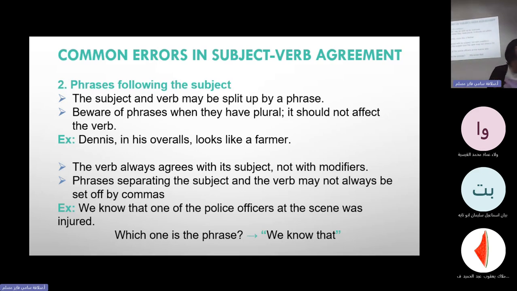Do you know what a modifier is? A modifier is any word, phrase, or sentence that adds information either to the subject or to the verb. What does adds information mean? It gives us extra information about either the subject or the verb. Where did the addition come here, in his overall? To whom? To Dennis, the subject. It gave us extra information about Dennis.